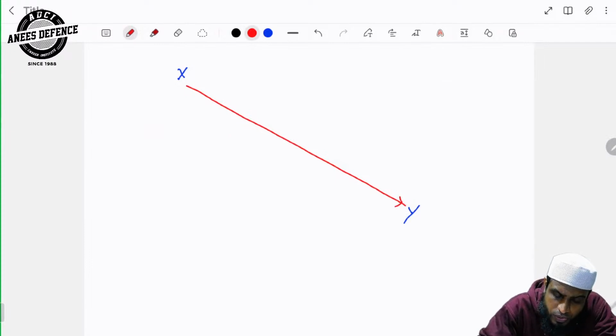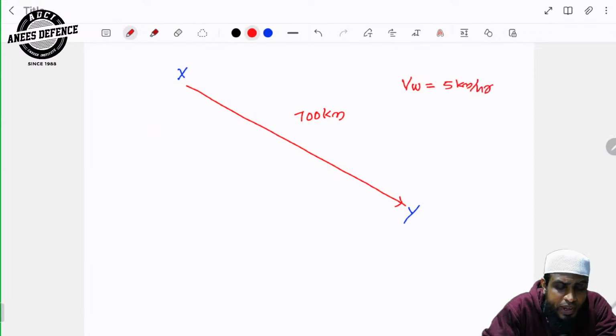The distance is 700 kilometers. The speed of water is 5 kilometers per hour. Two boats A and B run to and fro between two cities. The speed of boat A, which starts from city X, is 45 kilometers per hour.